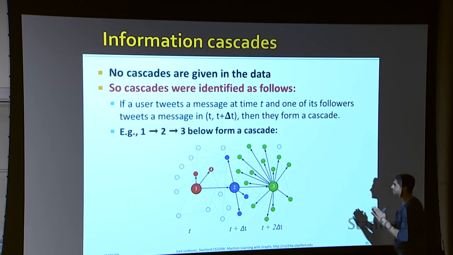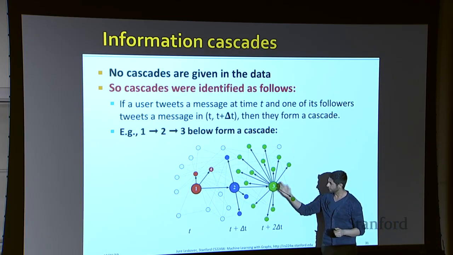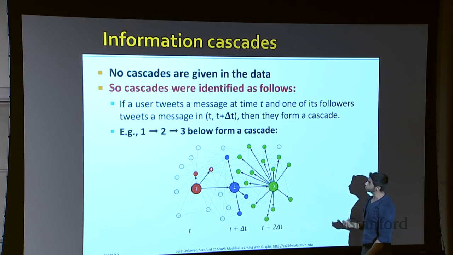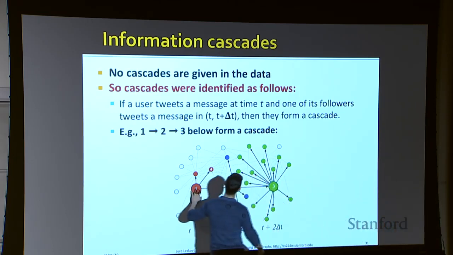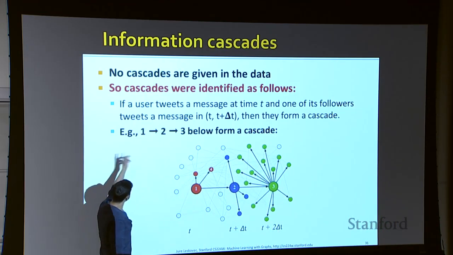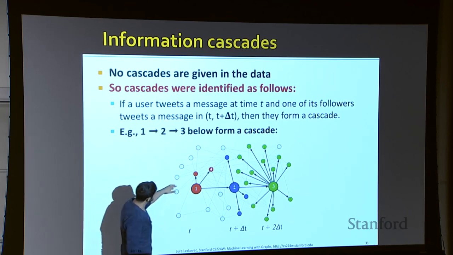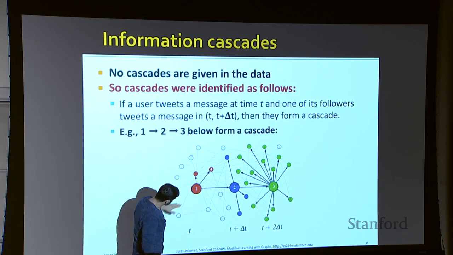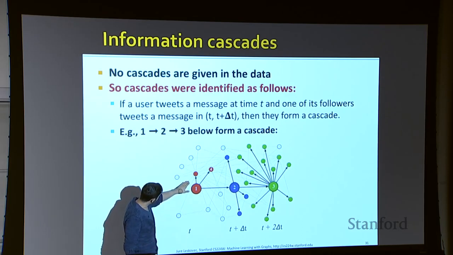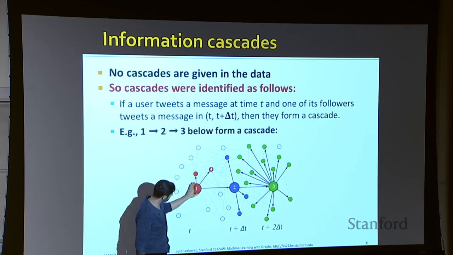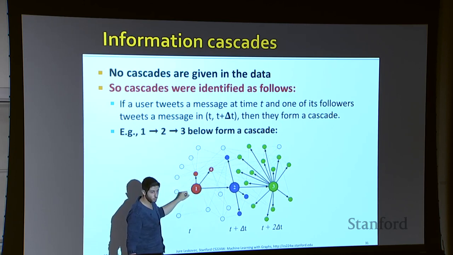So we are just given the behavior of the single users. But it's up to us to extract the cascade information. So how do we do this, okay? So the cascades in this case were identified as follows. If a user A tweets a message at time t, and then one of its followers tweets a message at time t plus delta, then they're forming a cascade, okay? So what you do here, for example, is you divide your timeline in uniform blocks, and then you go and check if the information is moving from one user to another, and if this spread doesn't stop, okay?